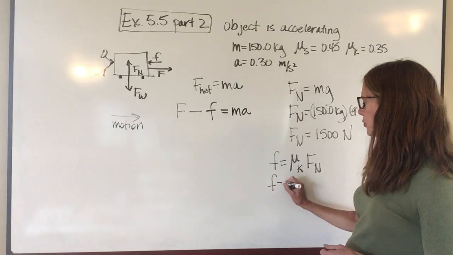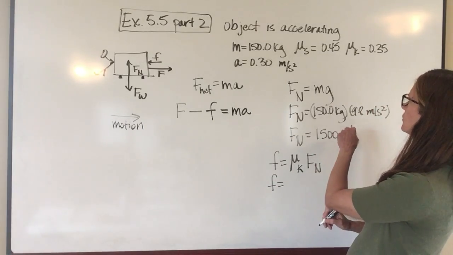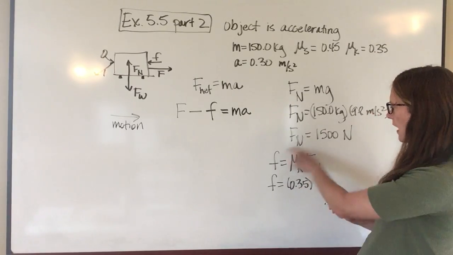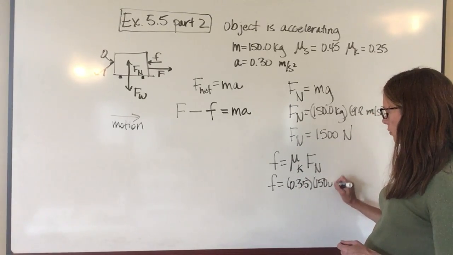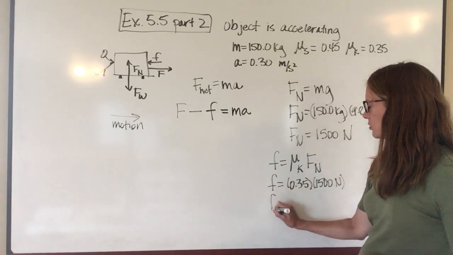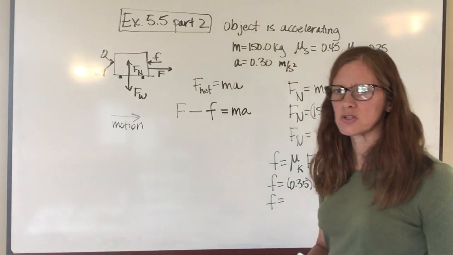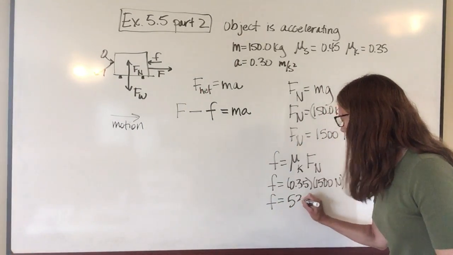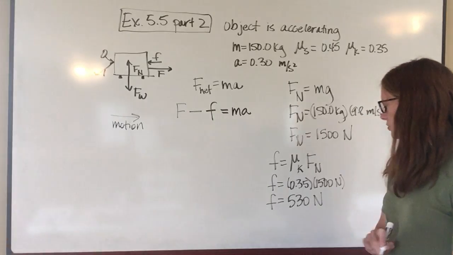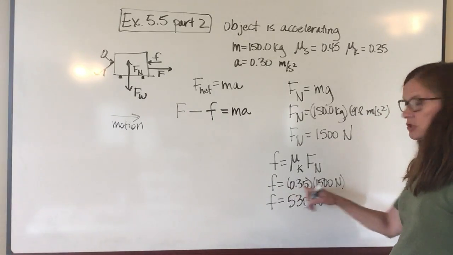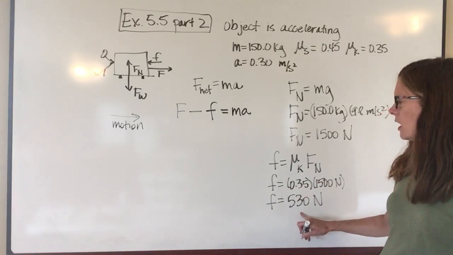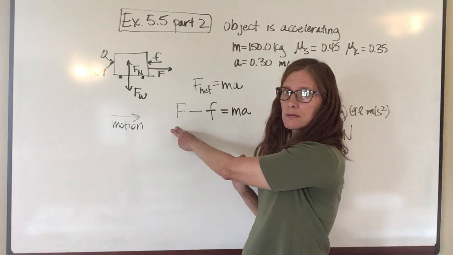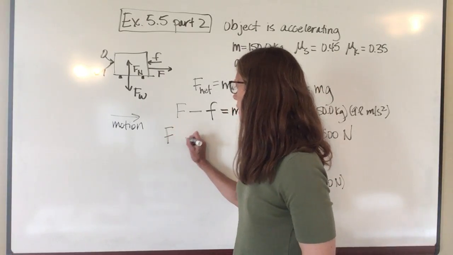So my frictional force then is going to be the coefficient of kinetic friction, which is 0.35, times the normal force, which is 1500 newtons. So therefore, my frictional force, if I multiply those two numbers together, is going to be 530 newtons. Again, just two significant figures because that's what each one of those had. Okay, so therefore, the force that he's applying, that's what I'm trying to figure out.